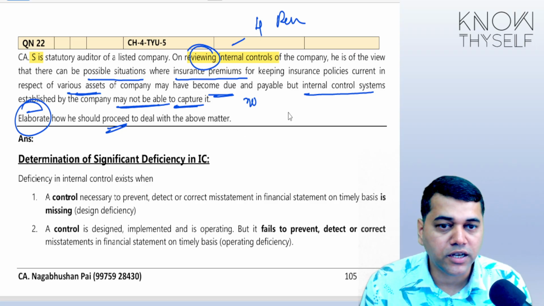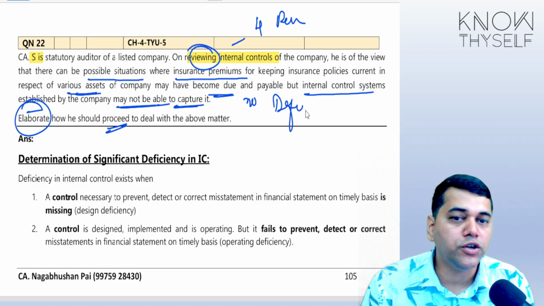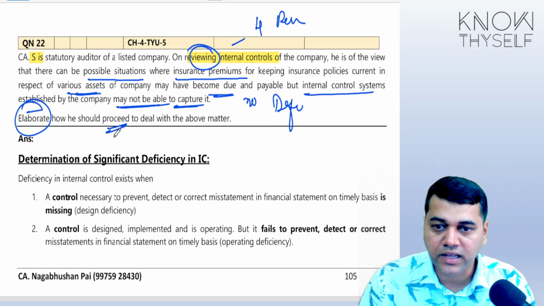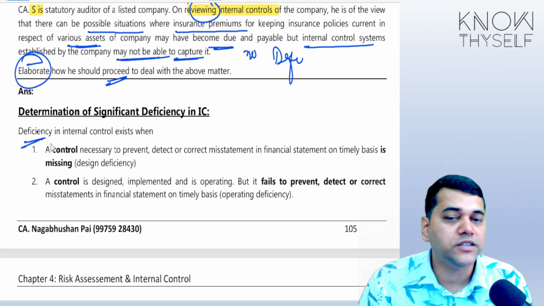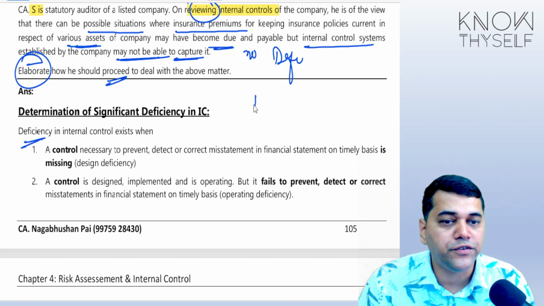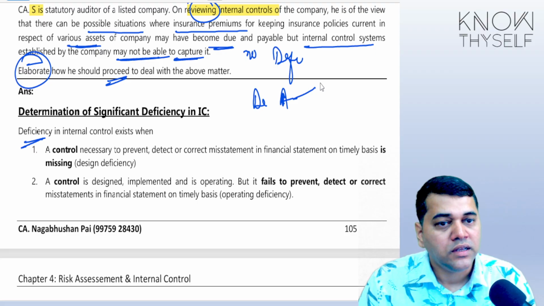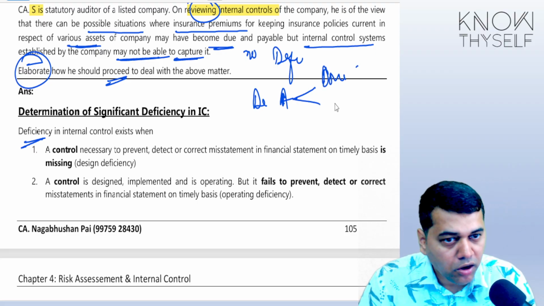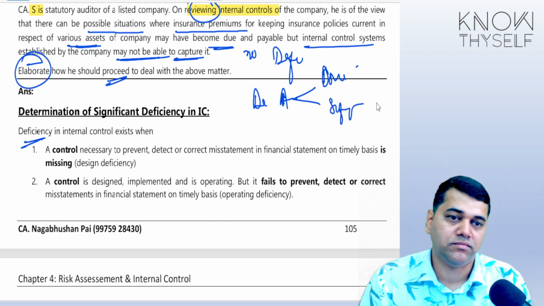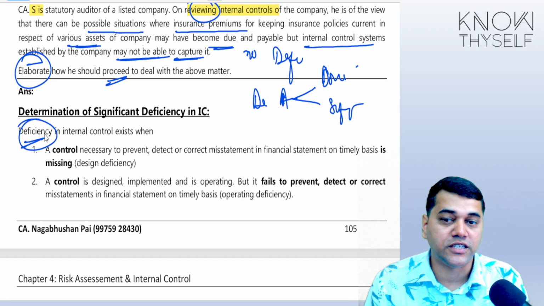Okay, so what are they talking about now? They are talking about the deficiencies in the internal control. So what are you going to do? You say that, look, there is a deficiency in the internal control. When you are deficient of a vitamin, say vitamin A, either you don't have any food which has vitamin A or it is not sufficient. That is what we call deficiency. Deficiency means either you don't have it or you have it but it is not sufficient.